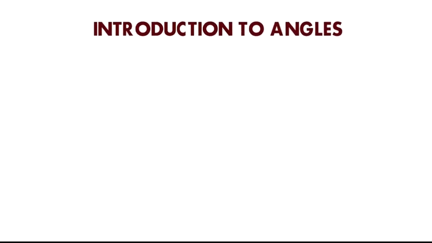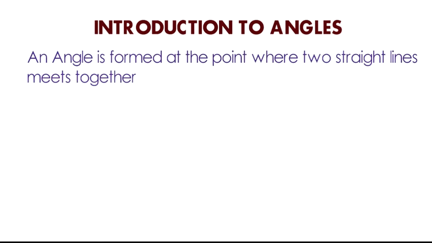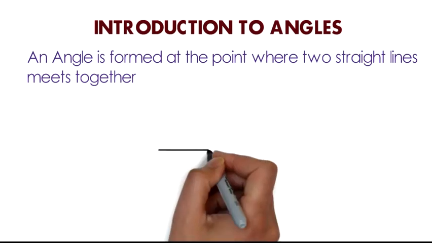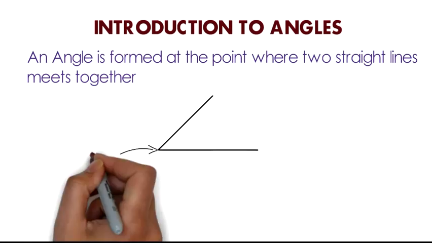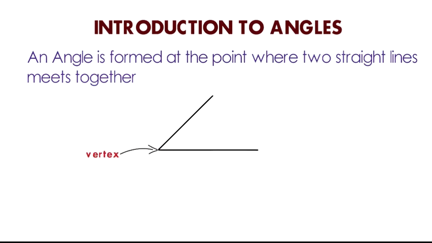So, what is an angle? An angle is formed at the point where two straight lines meet together. So, if I draw a straight line, and I draw another line to meet the first line, the point where these two lines meet together is called the vertex. And the distance from the first line to the second line is our angle. Let's call this angle x.